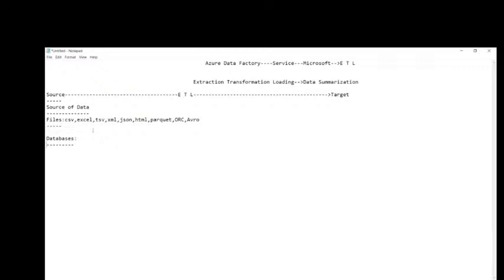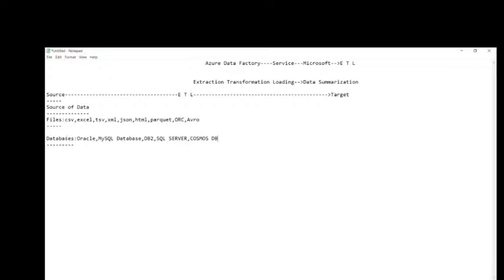So what are the databases you can have? You can have Oracle database, MySQL, PostgreSQL, DB2, SQL Server, Cosmos DB, which is basically cloud based, MongoDB, etc., and Snowflake. All these are the databases we can have.